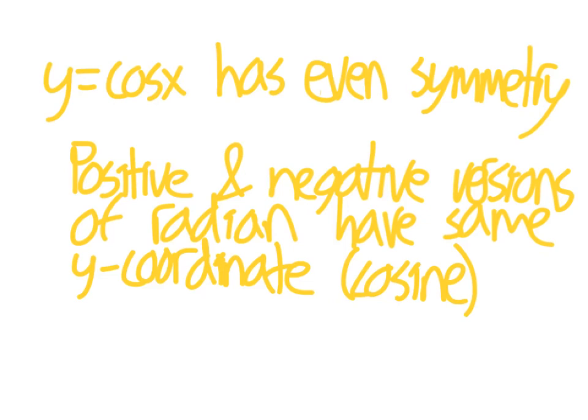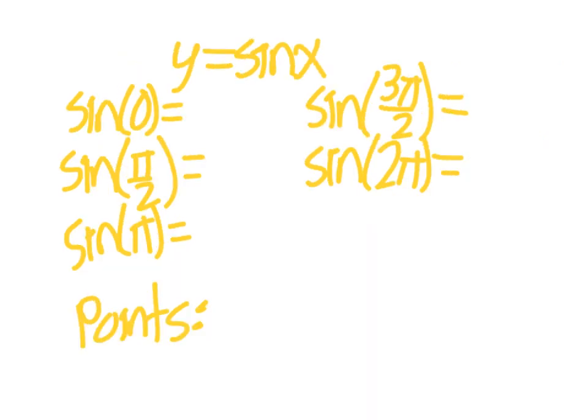We can see from the graph that y equals cosine x has even symmetry, meaning that the positive and negative versions of a radian, like negative pi over 2 and positive pi over 2, have the same y-coordinate, or the same cosine value of 0. Now let's do that same process with sine.